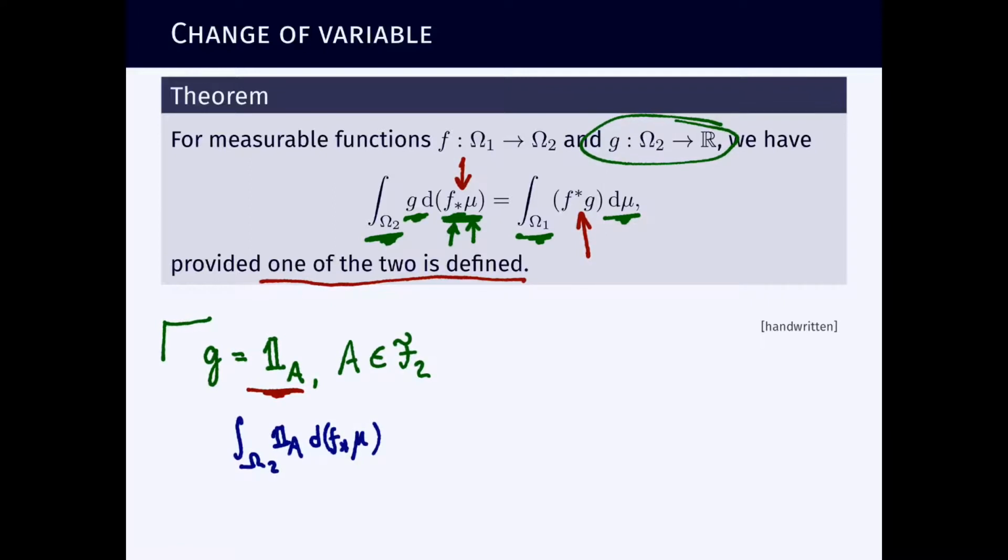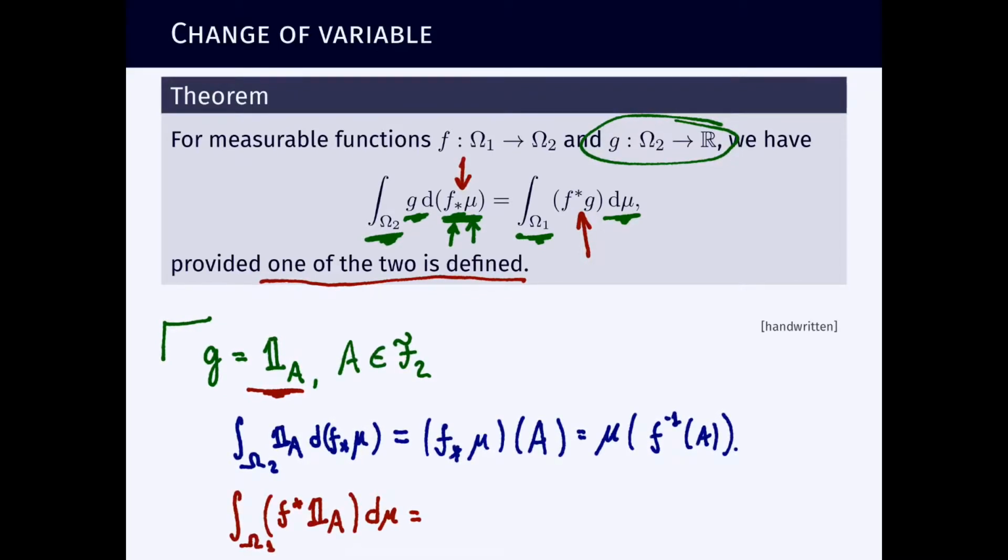And, well, what is the integral, the Lebesgue integral, on this measure space omega 2 with respect to the push forward of mu? Well, by definition, by the unitary property of the integral, this is the measure push forward f star mu of the set A, and by definition, the measure push forward of a set A is nothing but the measure mu of the pre-image of A.